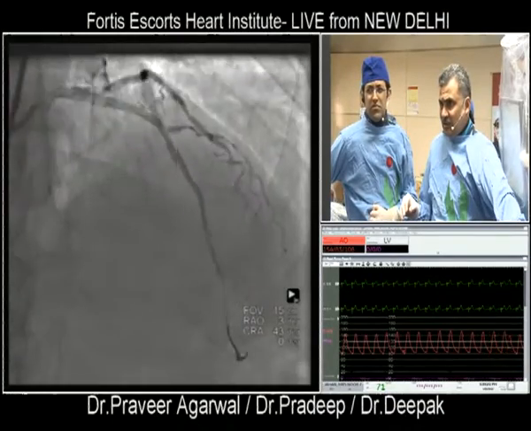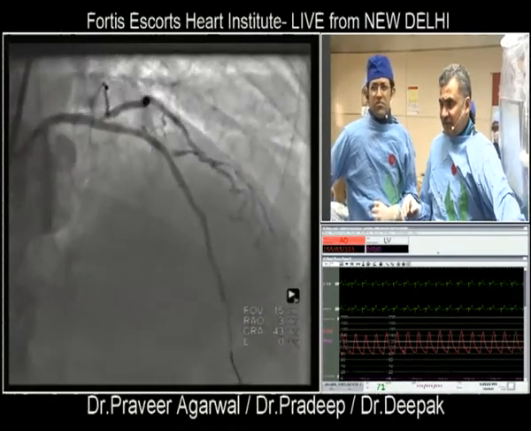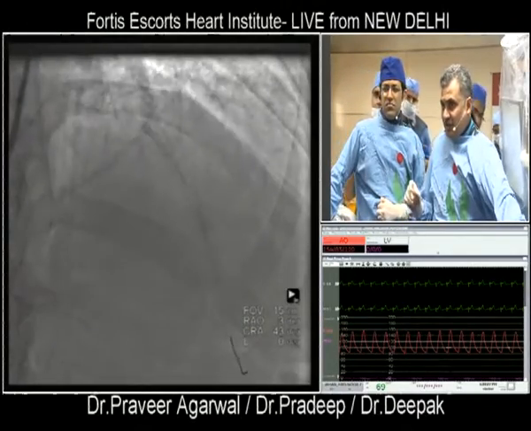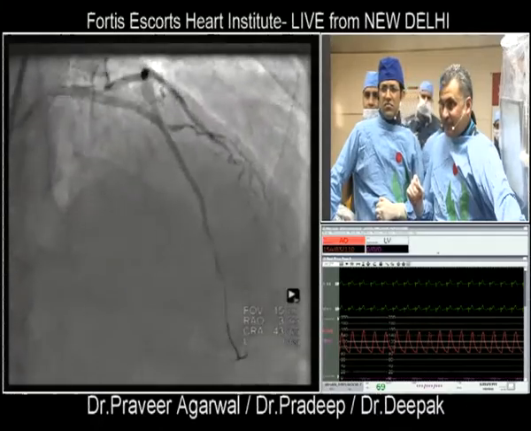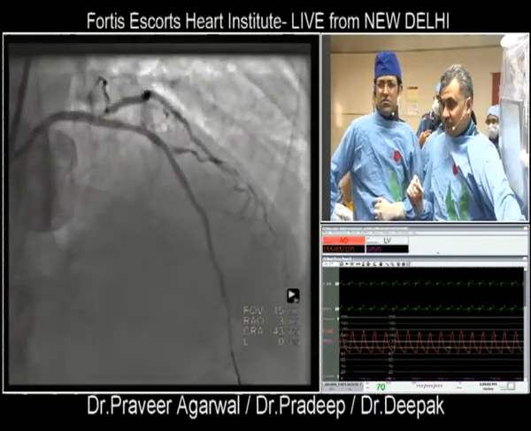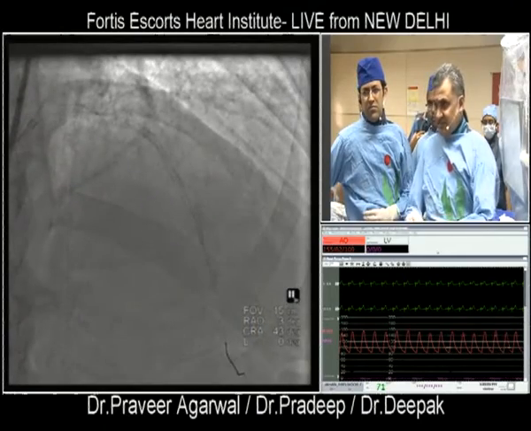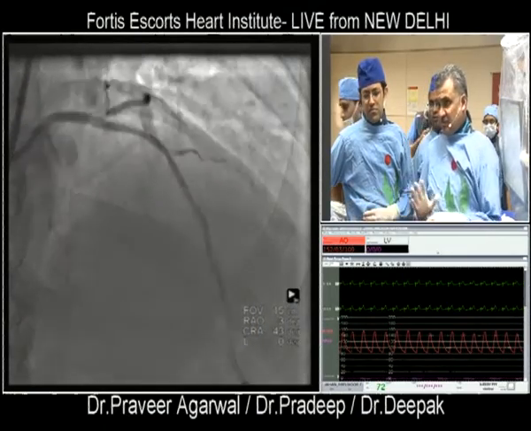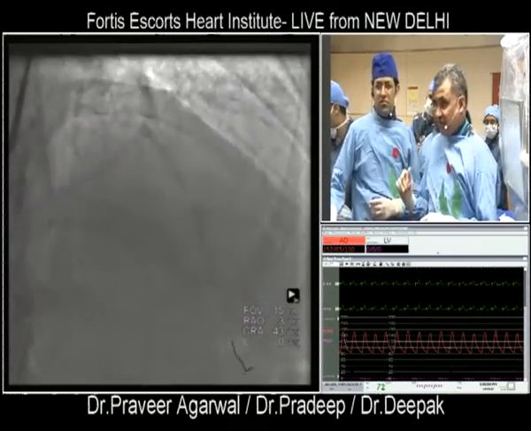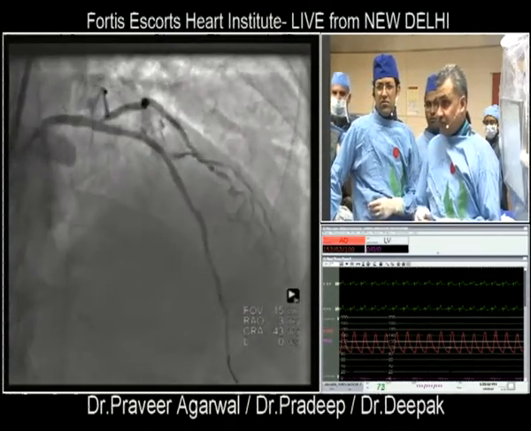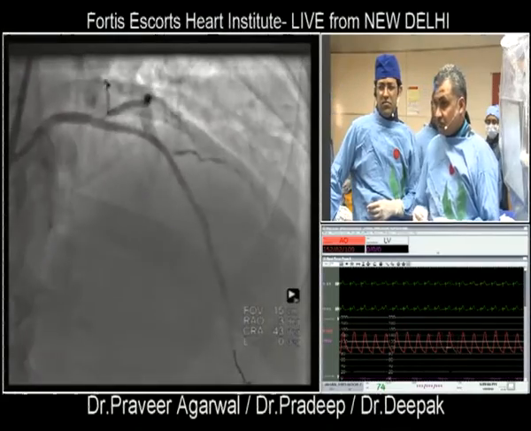Yeah, you see, that's a dissection there. It will be very difficult to recross this diagonal now. Trying to rewire this diagonal, we might close it off completely. I would leave it like that. It's a small vessel and its closure is not causing any problems. Let me have a 3.0 non-compliant balloon. Very nice.